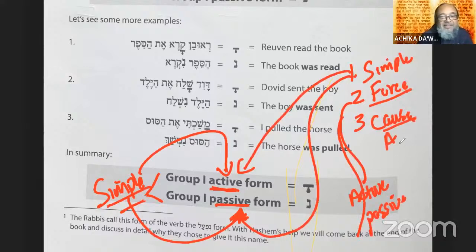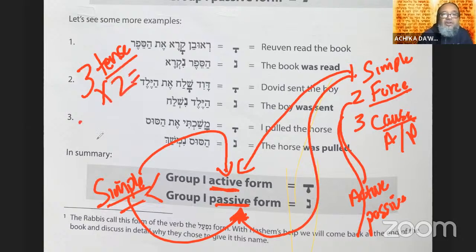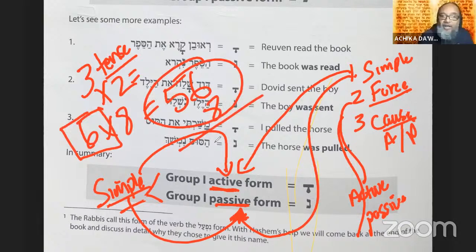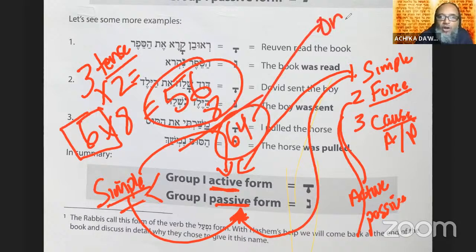Causative can be done actively or passively. You see? So if you got three different ways that something can be done, or what they would call tenses, like a simple tense, a forceful, a causative, and you multiply that times the active and passive, which is 2, you're going to learn 6 different ways that something can be done. From this perspective, it's even more than that. That 6 is going to be multiplied by another 8 different conjugations, which then you can take one word and have 56 different ways. And if I throw that Hitpael on there, there's another 8 different ways, which would bring you to 64 different ways that one word could be expressed.